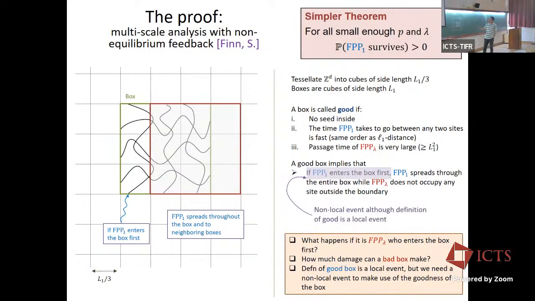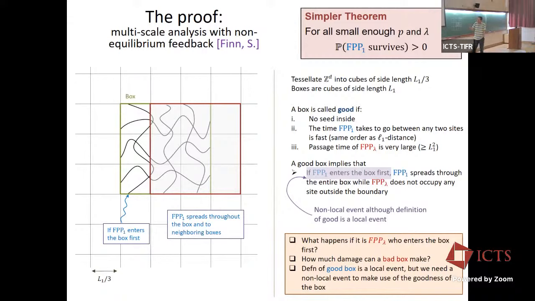The huge problem is that everything was conditional on this, that I wanted FP1 to enter the box first. So the event whether the box is good or bad is a local event. It just depends on the seeds inside, on the passage times inside the box, and again, passage times of the other type inside the box. It's really an event that's local. These joint boxes are even independent. It's really as great a process as I can always expect.